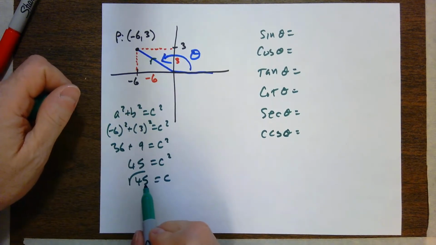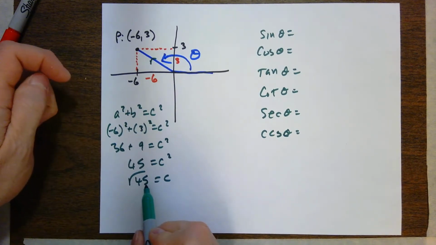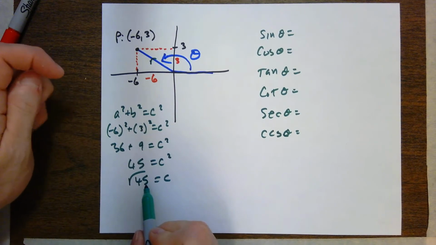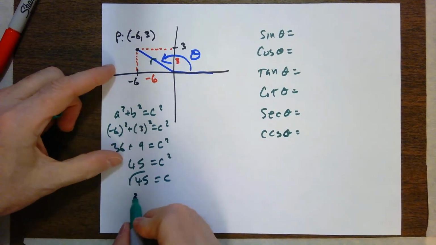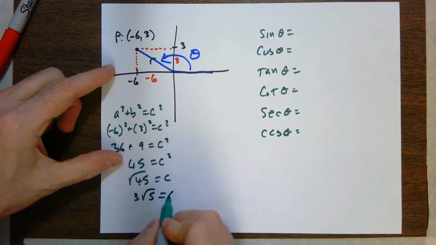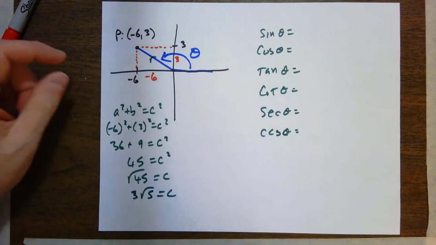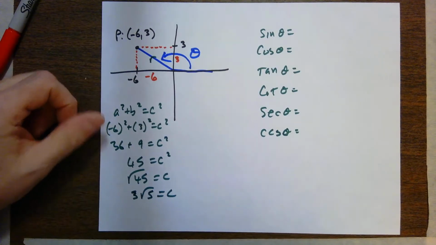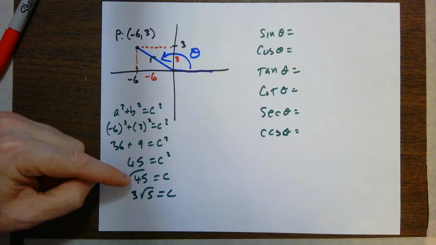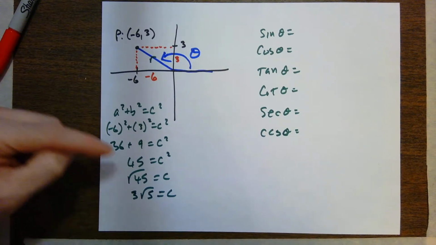Does square root of 45 have a nice, well-behaved number? No, but it's 9 times 5. So can I rewrite that as 3 times root 5? 3 root 5 is my c value. 9 times 5 is 45. 3 root 5. Yeah, that seems right to me.